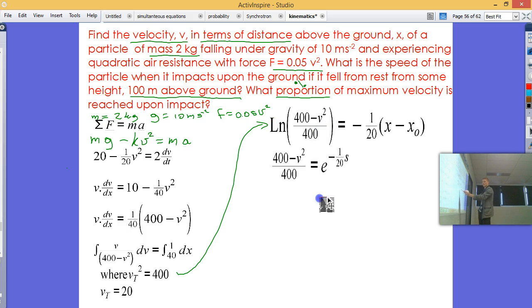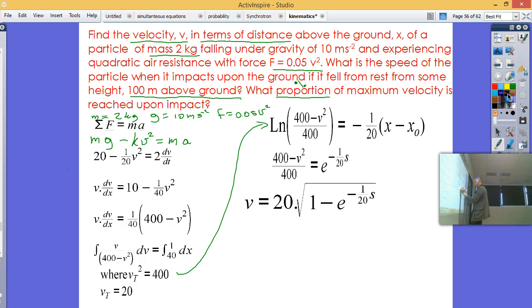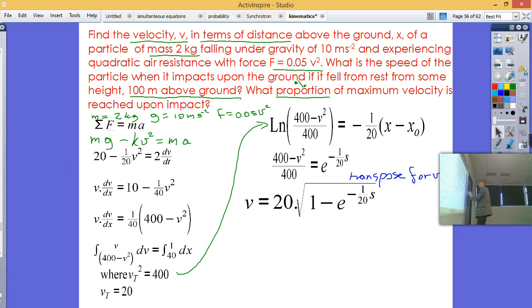Now, here we have, integrating gives you a log function. And we have our x minus x naught, which is the same as our displacement. And when we take the exponential on both sides, we get that expression. This is like the example we did before. And finally, we get our function for velocity by transposing for v and taking the square root. Okay, so that's what happened in this step. We get to transpose for v. Alright, so there's our velocity function.